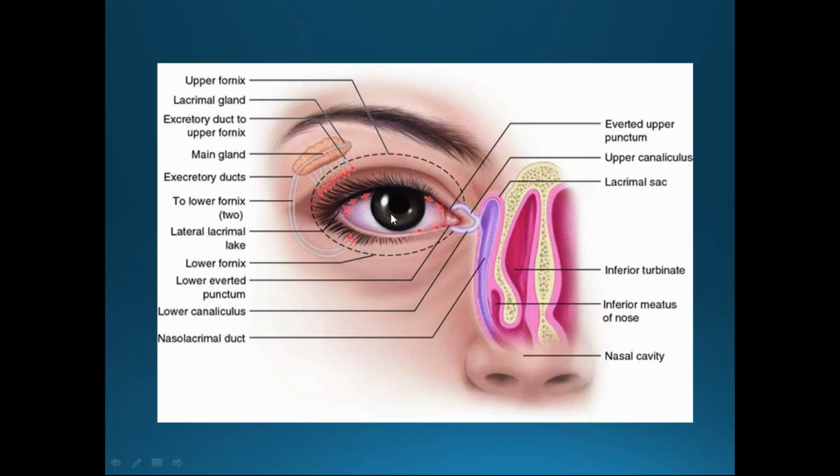So excess tear fluid will drain through the puncta into the canaliculus, common canaliculus, into the lacrimal sac, into the nasolacrimal duct, and from there into the inferior meatus of the nose.